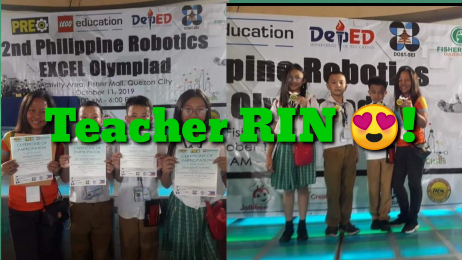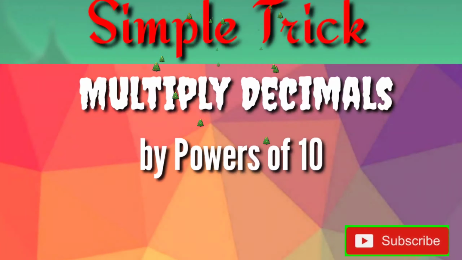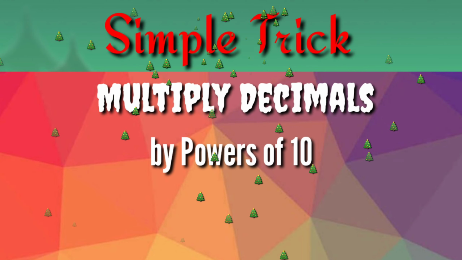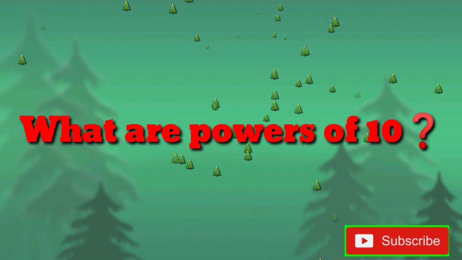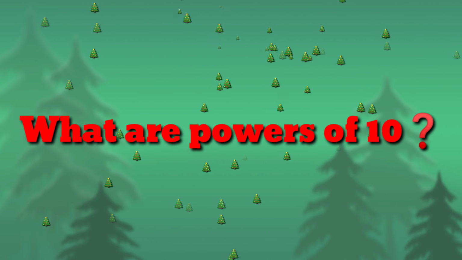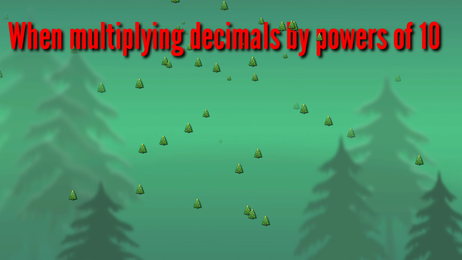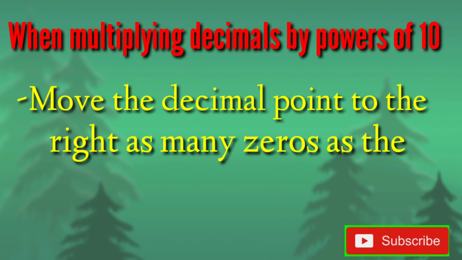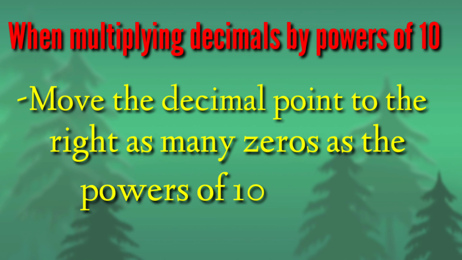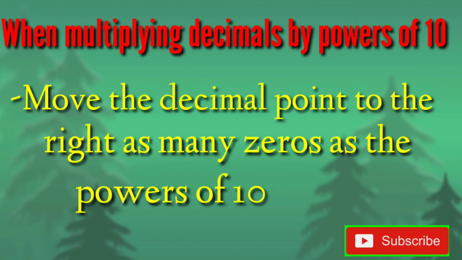And now let's keep going. Let us learn a simple trick in multiplying decimals by powers of 10. Let's start. When multiplying decimals by powers of 10, move the decimal point to the right as many zeros as the power of 10. So meaning the value increases.